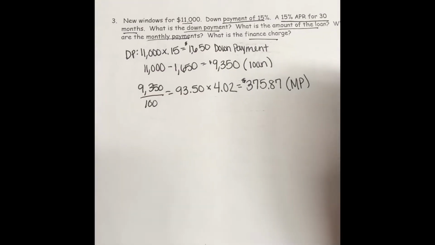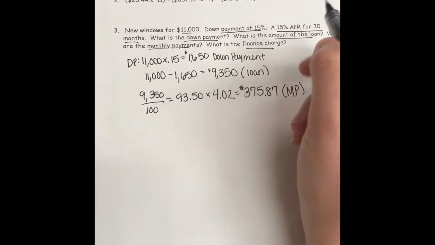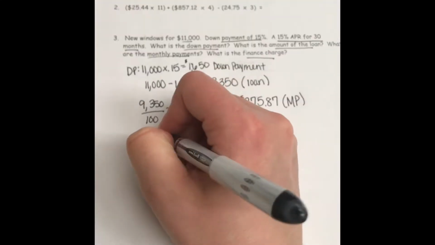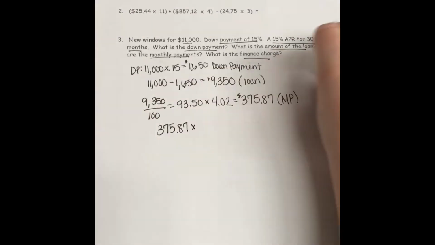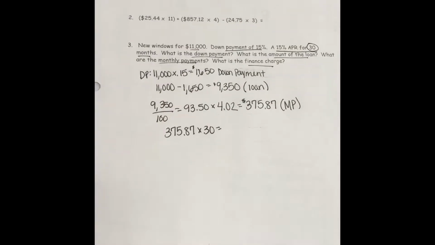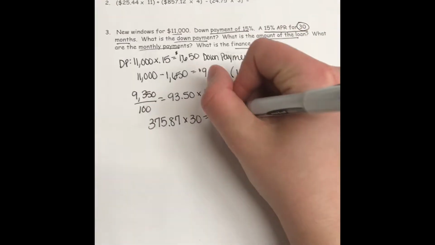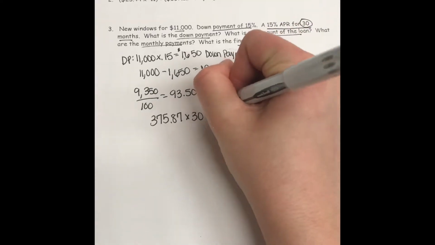So to find my finance charge, I first have to find the total amount paid back. So I'm going to take my monthly payments, multiply it by how many months there are, which is 30, which is $11,276.10.